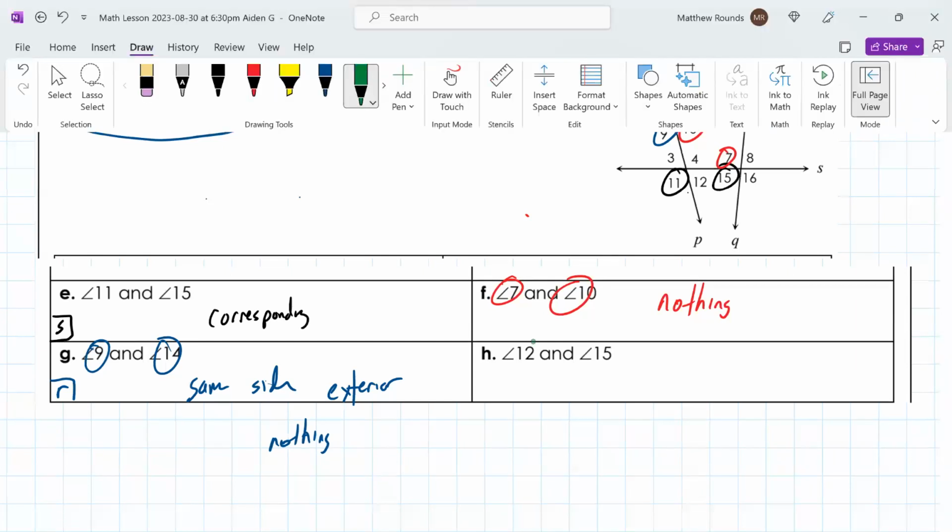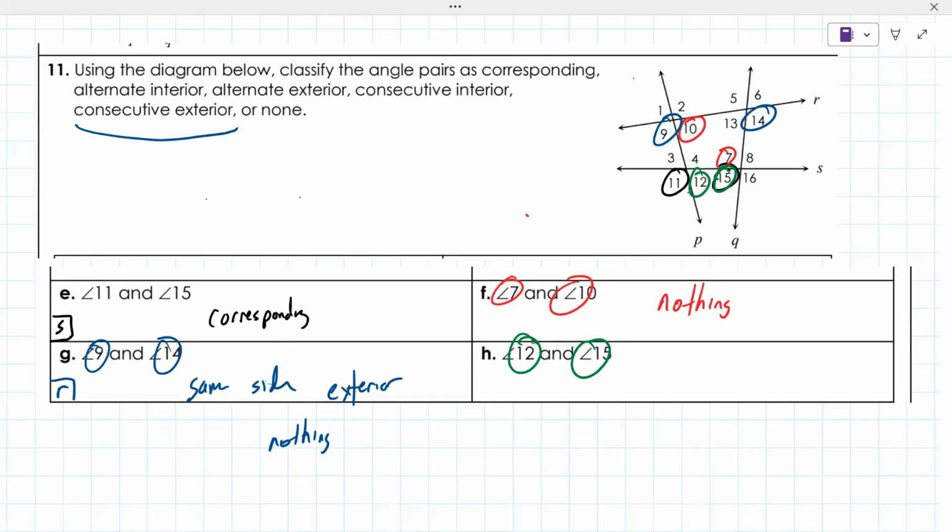Last one, there's 12 and 15. There's 12, there's 15. See if you can do that one on your own. Same side exterior. They're definitely same side, but the transversal is S. What I'm seeing is there's 12, there's 15. I see these as being in the interior, and the exterior is up here and up here, or left and right, I guess. Better words.